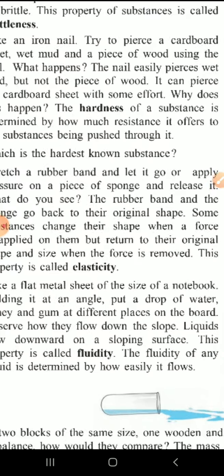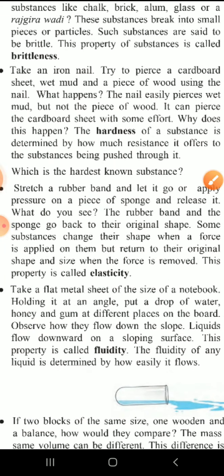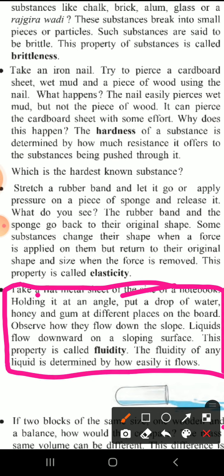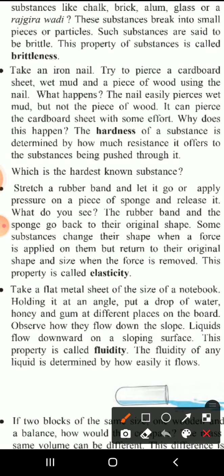Now, take a flat metal sheet the size of a notebook, holding it at an angle. Put a drop of water, a drop of honey and gum at different places on the board. Observe how they flow down the slope. Liquids flow downward on a sloping surface. This property is called fluidity. The fluidity of any liquid is determined by how easily it flows.